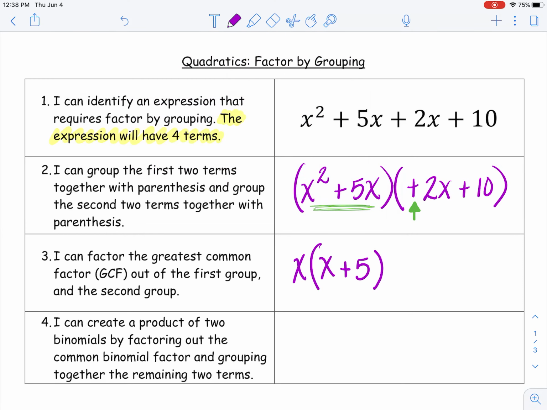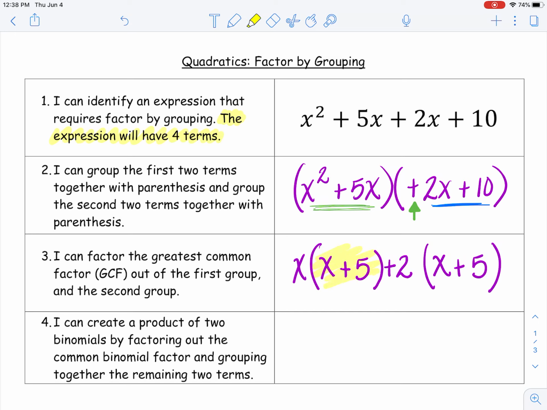Okay, so now we're going to look at the second group. And the second group is 2x plus 10. So I am looking for the greatest common factor of 2x and 10. Well, they both don't have x, but 2 and 10 are both divisible by 2. So I'm going to factor out a positive 2. And when I factor out a positive 2, 2 times what will give me 2x? 2 times x will give me 2x. 2 times what will give me 10? 2 times 5 will give me 10.